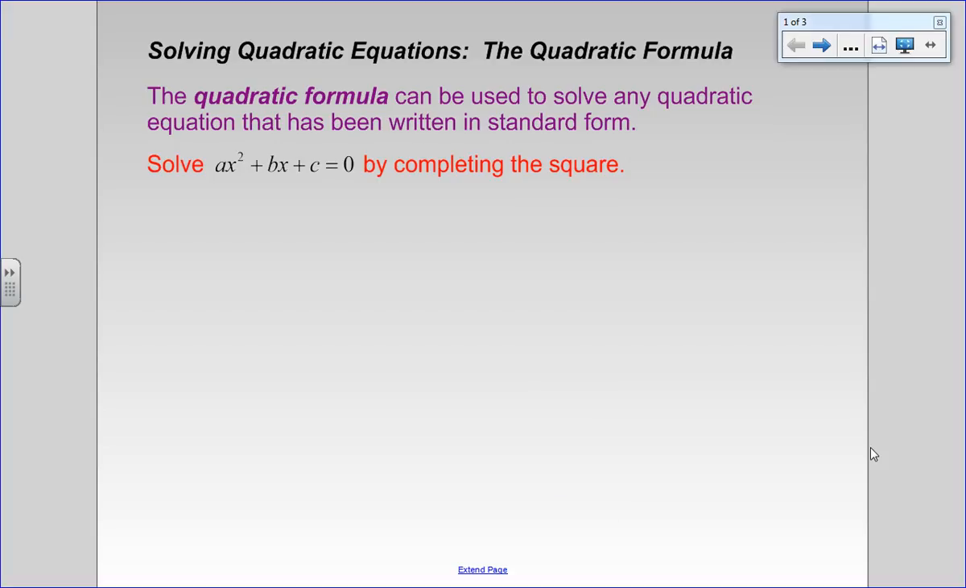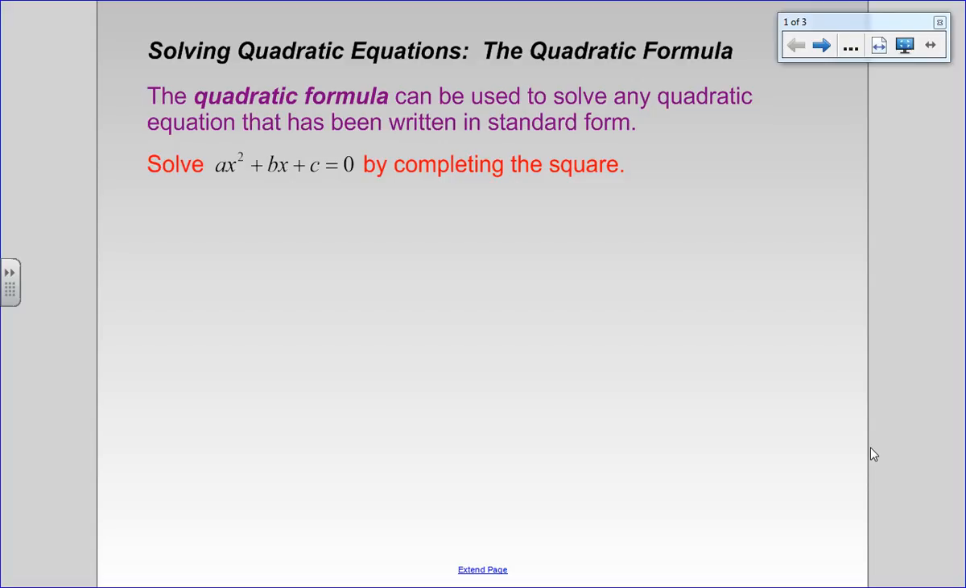The quadratic formula is a general formula that can be used to solve any quadratic equation that has been written in standard form. Once the equation is written in standard form, we identify the values of the coefficients a, b, and c and substitute them into the quadratic formula in order to find the solutions of the equation.